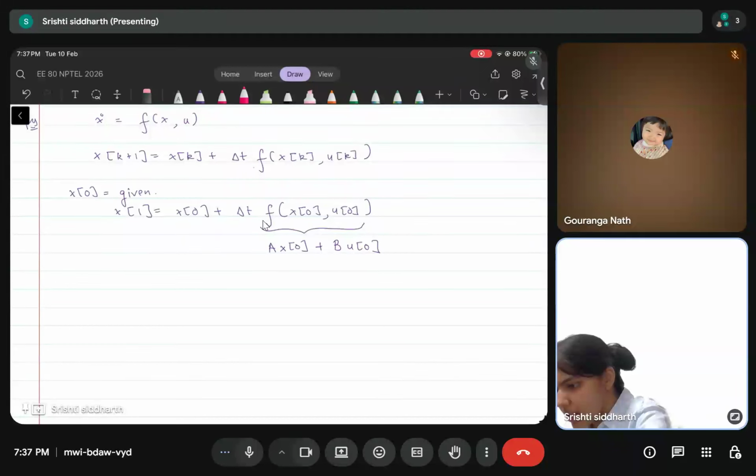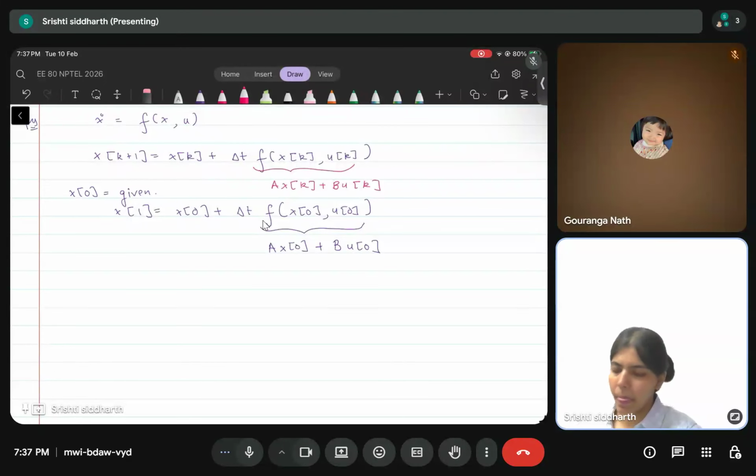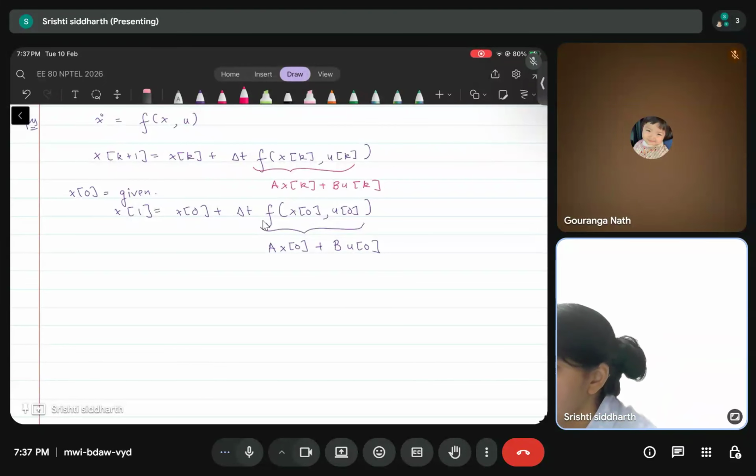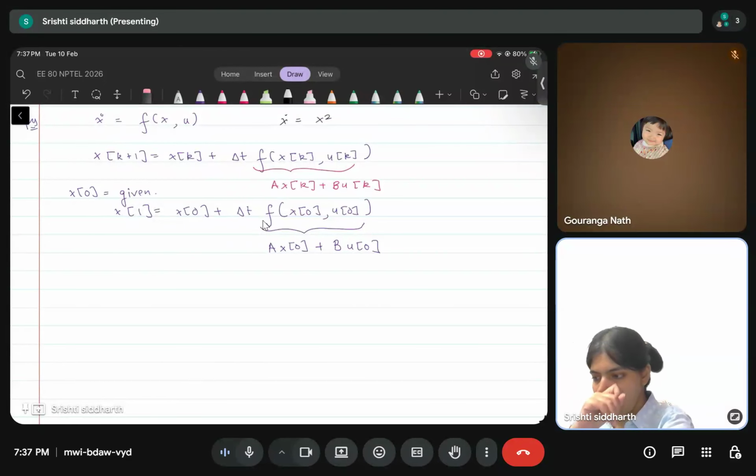And for an LTI system, this would be A x at k plus B u at k. The function f could be any function. It does not have to be linear. It would be like x dot equals, let's say, x square. And this is not an LTI system or an LTV system, so we will not be able to compute the state transition matrix. In that case, we can find the solution using discretization. One of them is Euler's method.